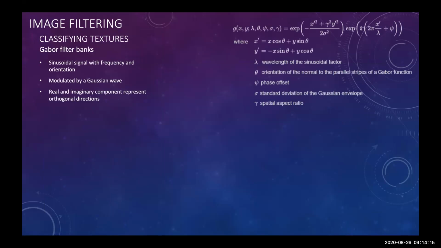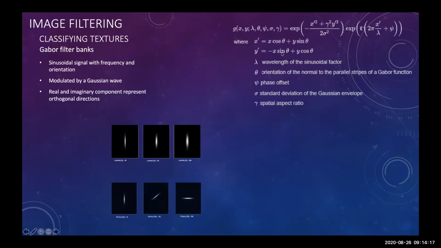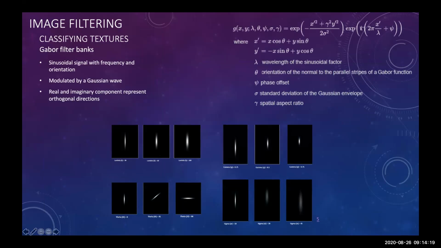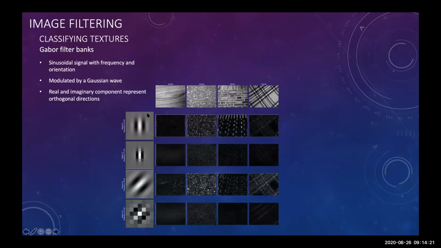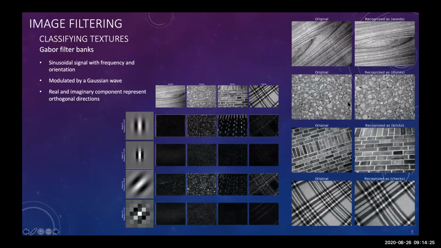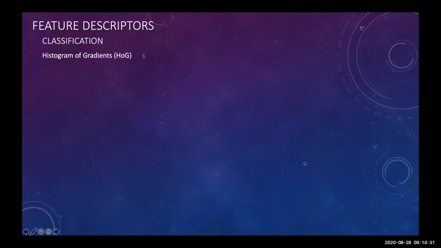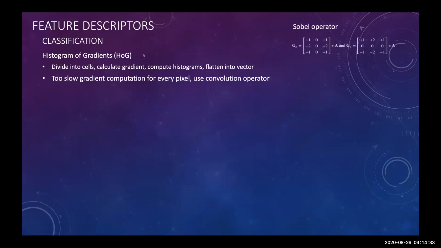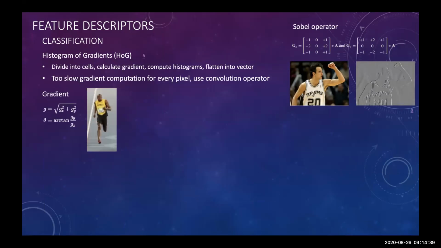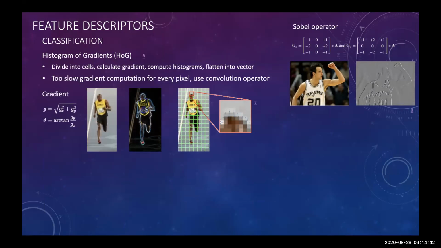Classifying textures, they use this equation to create these Gabor filters. And when you apply those filters against these textures, it can classify them pretty well. Recognize as bricks, recognize as stones. So a lot of these feature descriptors, these traditional techniques where you're throwing these filters against images with certain equations, can do okay, definitely better than a rule-based method.